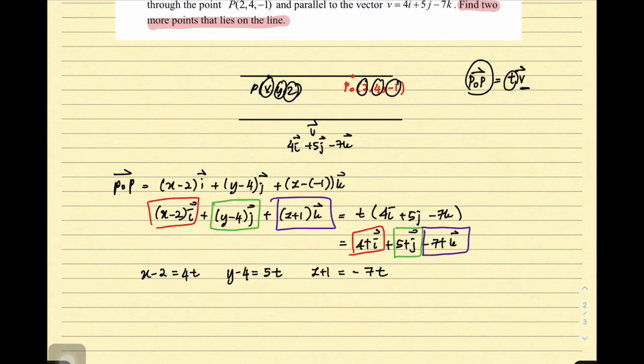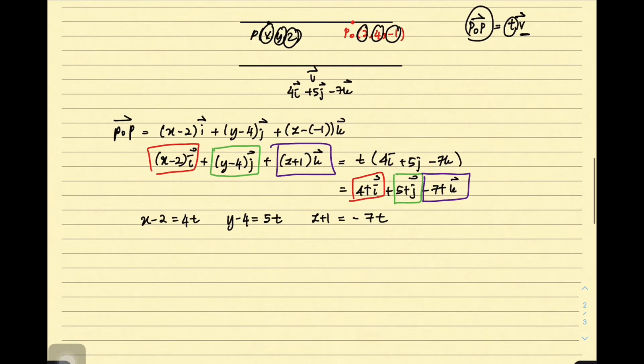Okay, and you need to remember that the parametric equation will always be x, y, z as a subject. So we need to pindahkan negative 2 ni pergi sebelah. So we have here x equal to 4t plus 2, y equal to pindahkan negative 4 pergi sebelah 5t plus 4, and z is equal to pindahkan positive 1 pergi sebelah is negative 7t minus 1. So this one is the parametric equation.